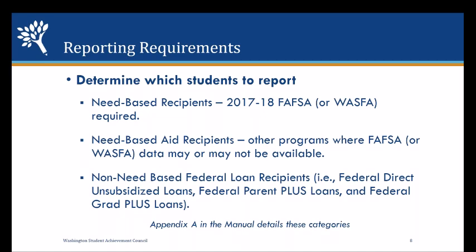You need to determine which students to report. There are three categories that generally need to be reported. The first one is need-based recipients from the 2017-18 FAFSA or WASFA. The FAFSA programs for need-based recipients or other programs for the FAFSA or WASFA data may or may not be available. And then we have the non-need-based federal loan requirements: the federal Direct Unsubsidized Loans, Federal Parent Loans, and the Federal Grad Plus Loans.